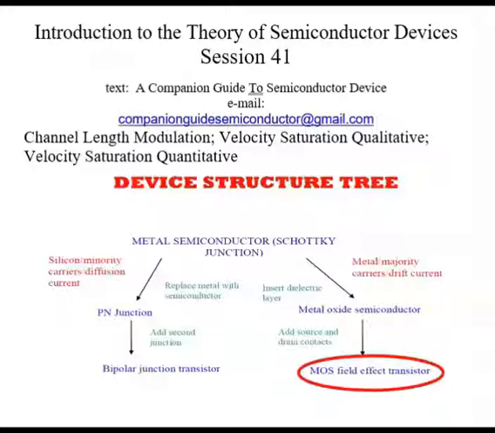In today's session, we'll be covering some of the material in chapter 22. Specifically, we'll be looking at channel length modulation, which shouldn't take too long. We introduced it last time. We'll be looking at it a little bit more quantitatively this time. And then we'll go on to the big topic for the day, which is velocity saturation. We'll be doing it both qualitatively and quantitatively.